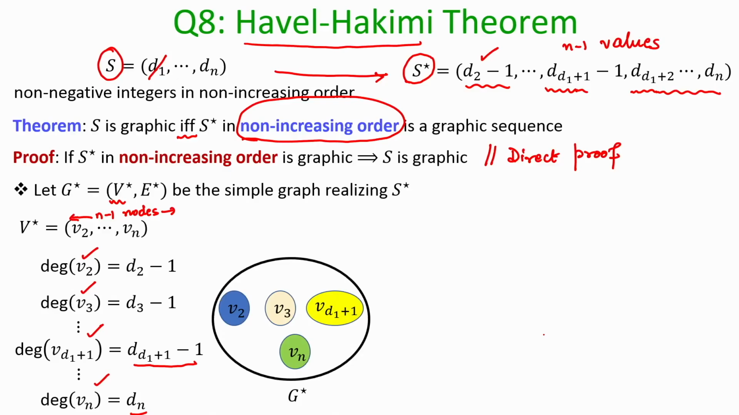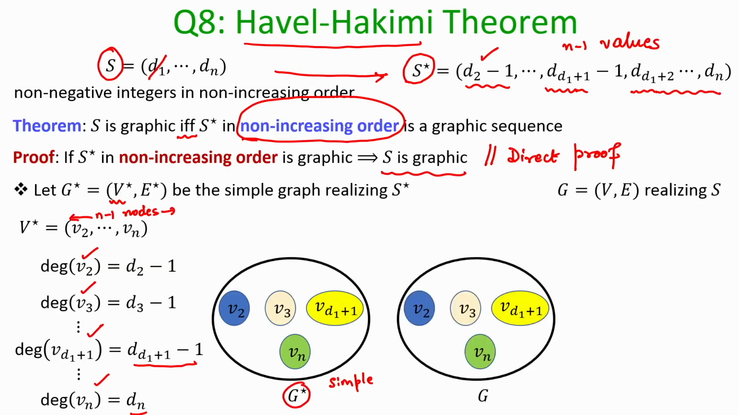Now, my graph G star is a simple graph, remember. Apart from that, I do not know anything about G star, whether it is connected or not connected and so on. Now, from G star I have to build another graph G which has n nodes, which is simple and whose degree sequence is the same as the sequence S. That is what the implication requires. Okay. So, the construction of the graph G is very simple.